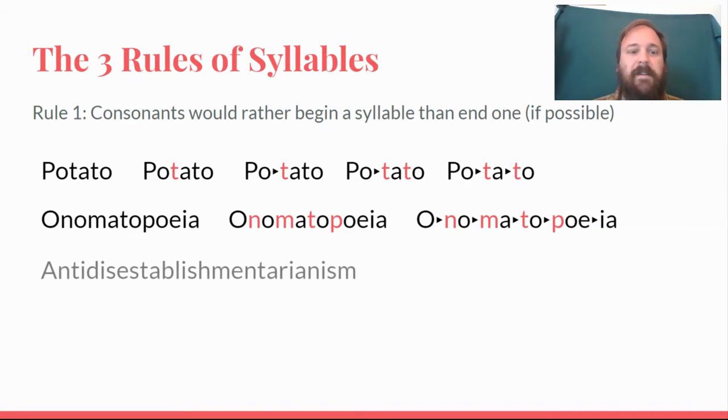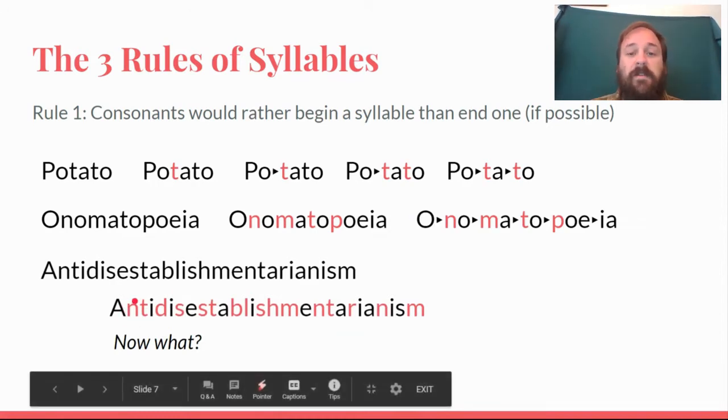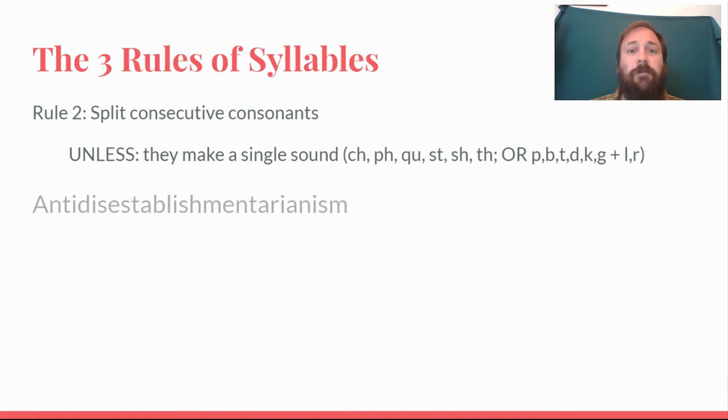Let's look at our last example. Anti-disestablishmentarianism. Oh man, we have a problem here. We have consonants that want to start a syllable, but they're more than one. What am I going to do with these? It's time for rule number 2. You split consecutive consonants unless they fall into this protected category, if they make a single sound.